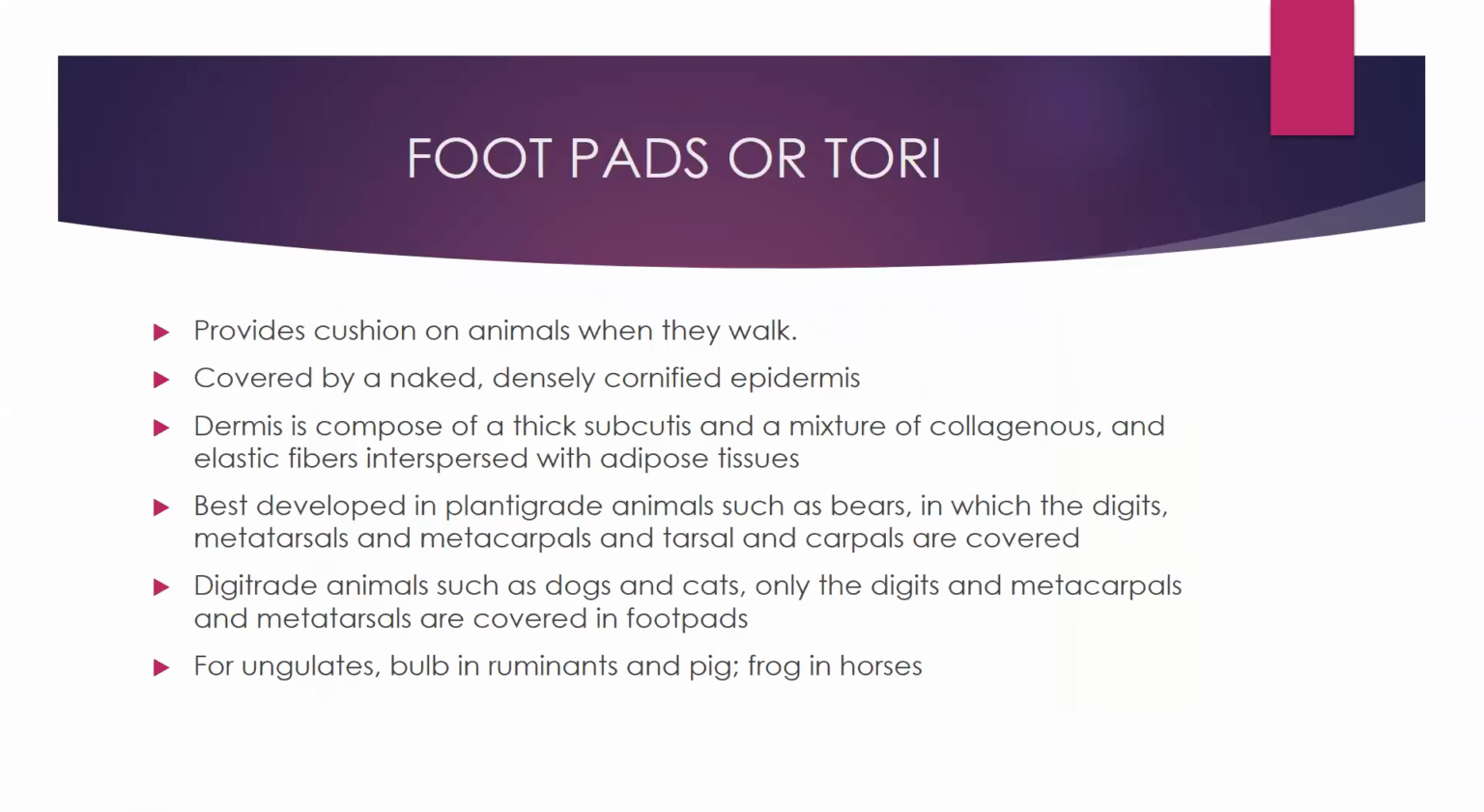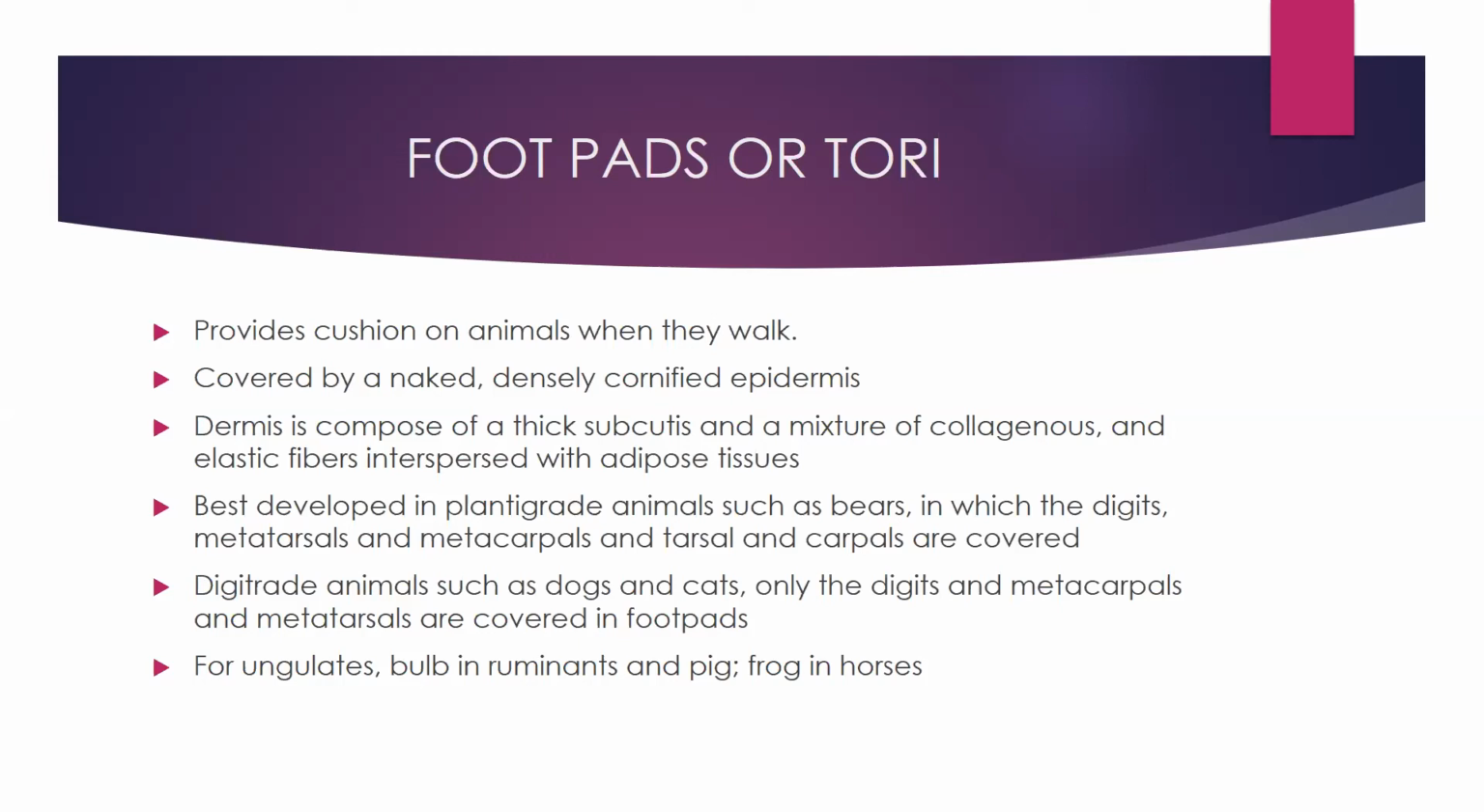Foot pads or tori provide cushion for animals when they walk. They are covered by a naked, densely cornified epidermis, and the dermis is composed of thick subcutaneous tissue and a mixture of collagenous and elastic fibers interspersed with adipose tissue. They are best developed in plantigrade animals such as bears, in which the digits, metatarsals, metacarpals, tarsals, and carpals are covered. Our dogs and cats are considered digitigrades. This means that only the digits, metacarpals, and metatarsals are covered in foot pads, with the exemption of the accessory carpal bone.